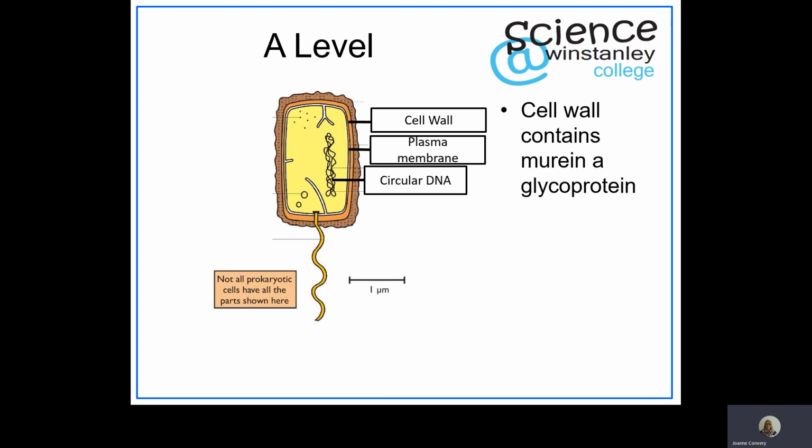But it's so important that when we're talking about the cell walls of prokaryotic cells, we don't just refer to it as cell wall. We add that little bit of detail in. We put the murein label in as well.